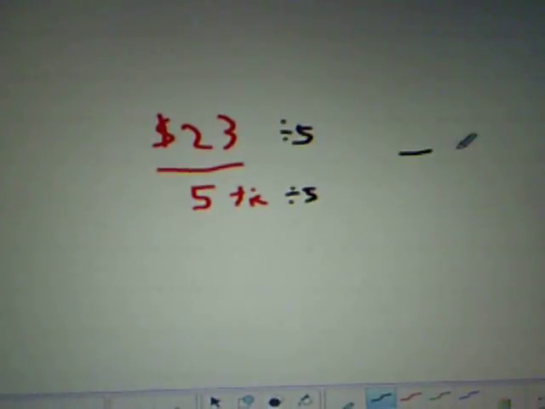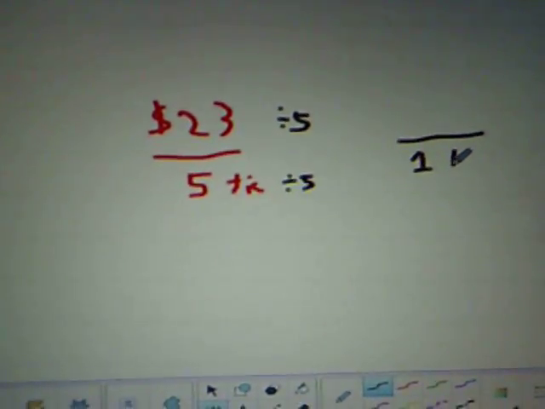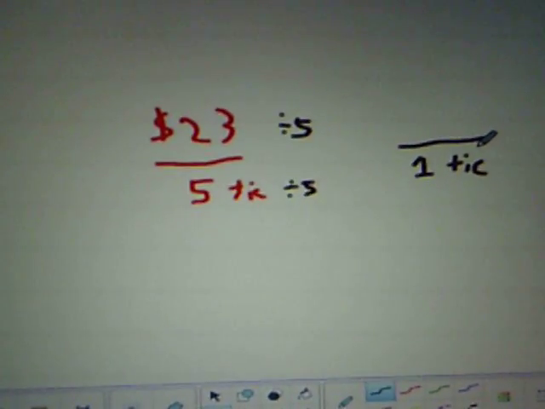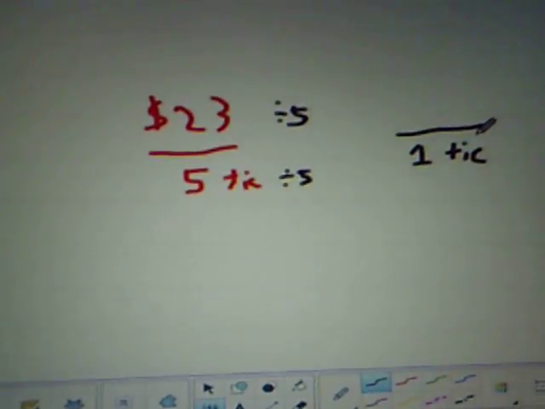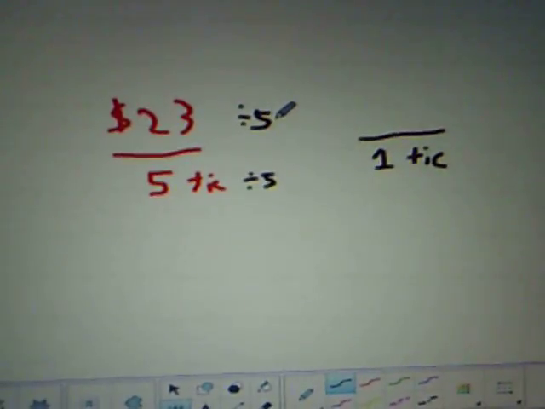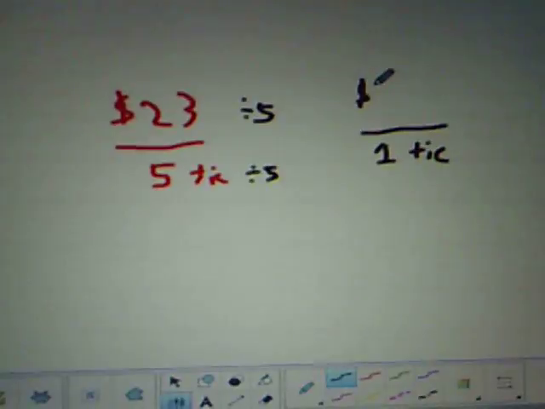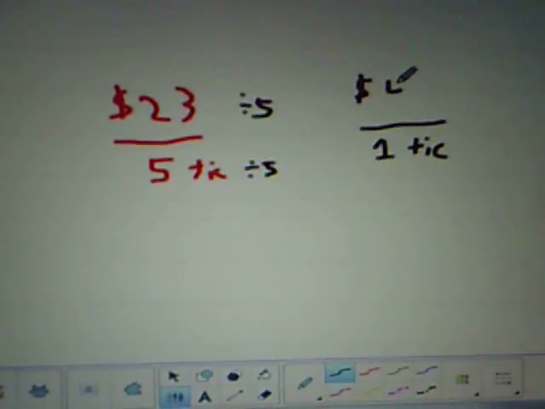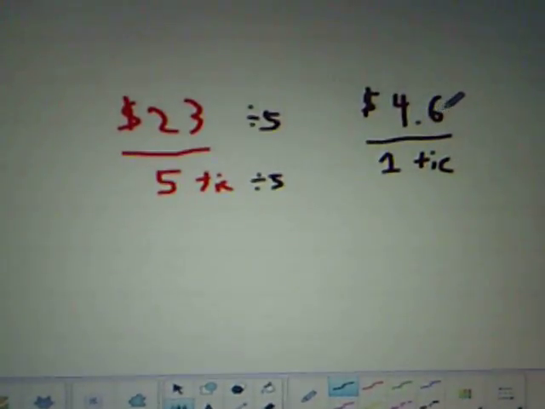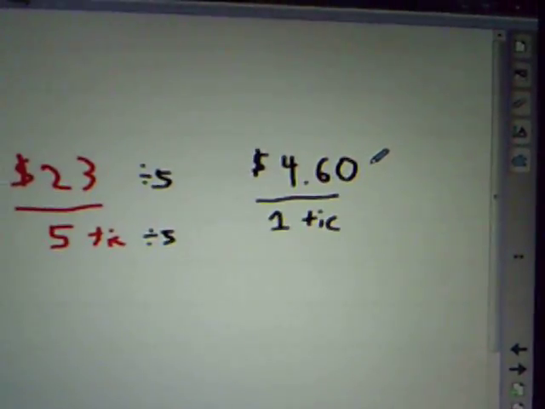5 divided by 5 gives us 1 ticket. And again, I'm just going to write TIC because you can abbreviate. Then we just do $23 divided by 5. And what you'll get is that each ticket costs $4.60.